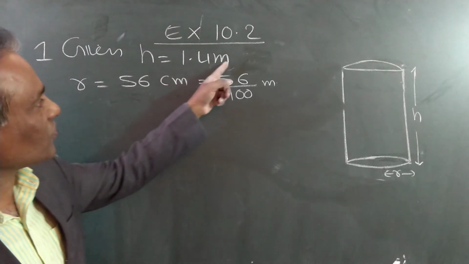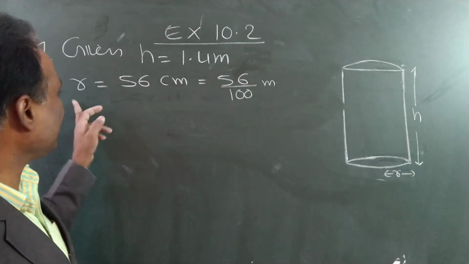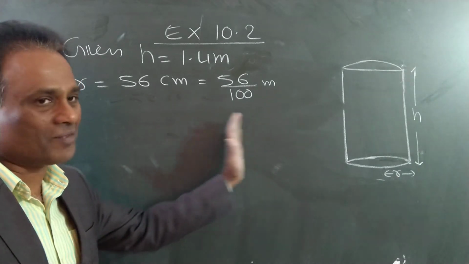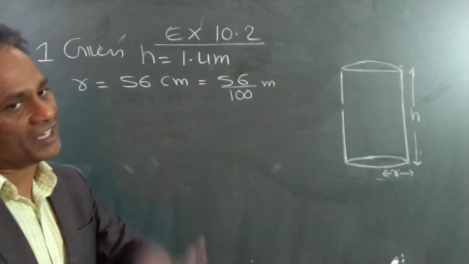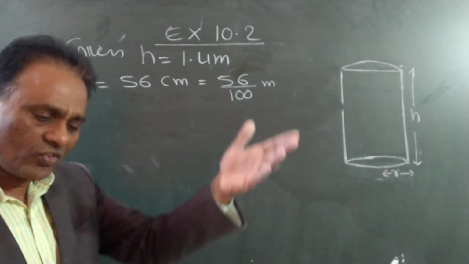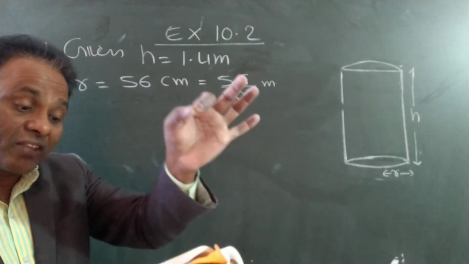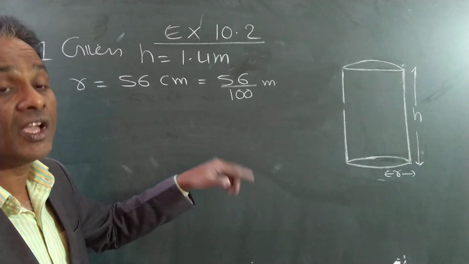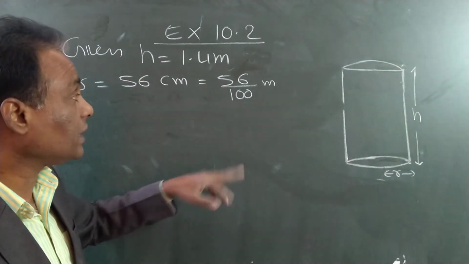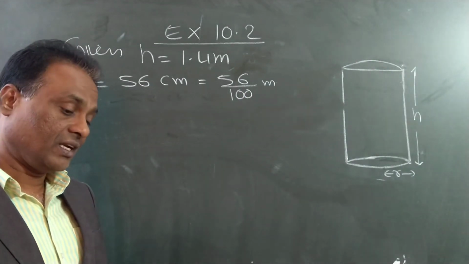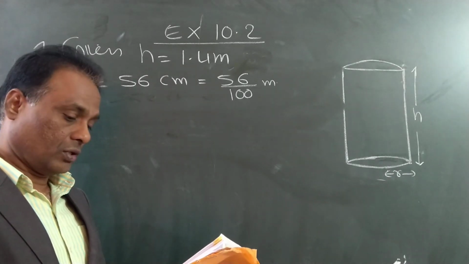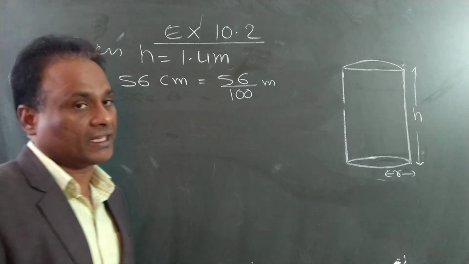Height is 1.4 meters. Okay, no problem. But here it is in centimeters. You cannot use different units in the same problem. So change total into centimeters or into meters. Because the question also asks in meters, express in square meters. So I am changing the centimeters into meters. How to change the centimeters into meters? Divide by 100. So centimeters changes into meters.